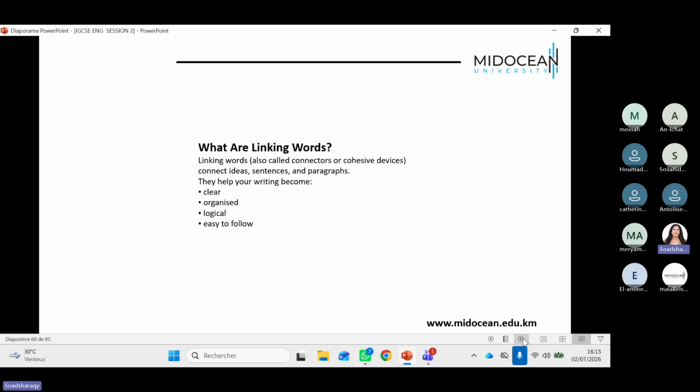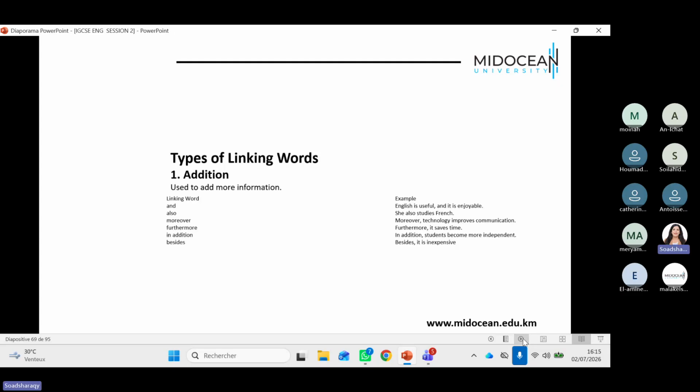So what are linking words? Linking words, also called connectors or cohesive devices, connect ideas, sentences, and paragraphs. They help your writing become clear, organized, logical, and easy to follow. Here you have types of linking words. Number 1, addition. Use it to add more information. For example, and.